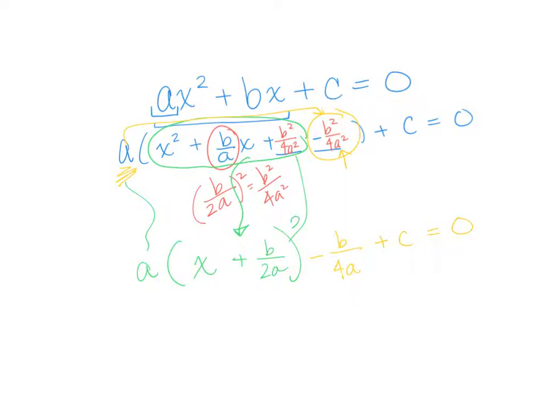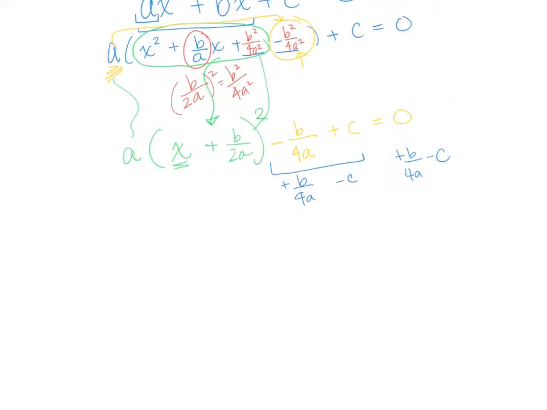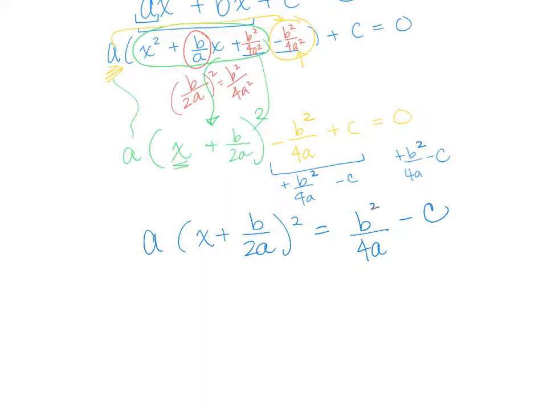If we want to solve for this x, we need to put a few things together. So I'm going to move this over to the other side of the equation: plus b over 4a minus c. And so this becomes a times x plus b over 2a squared equals b over 4a minus c. And I need to actually go fix that. It should have been a b squared this whole time. So I'm going to subtract the b squared. I'm just fixing that. There we go.